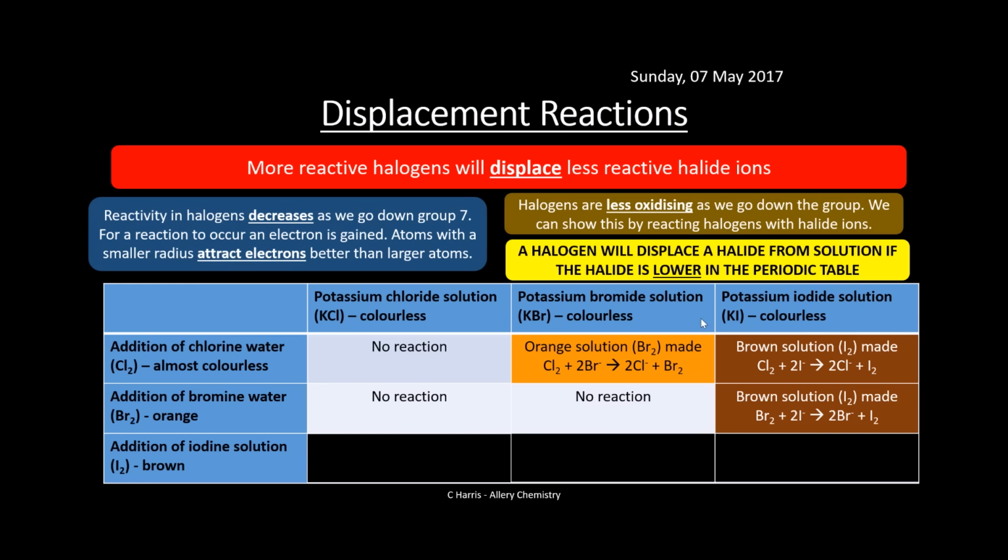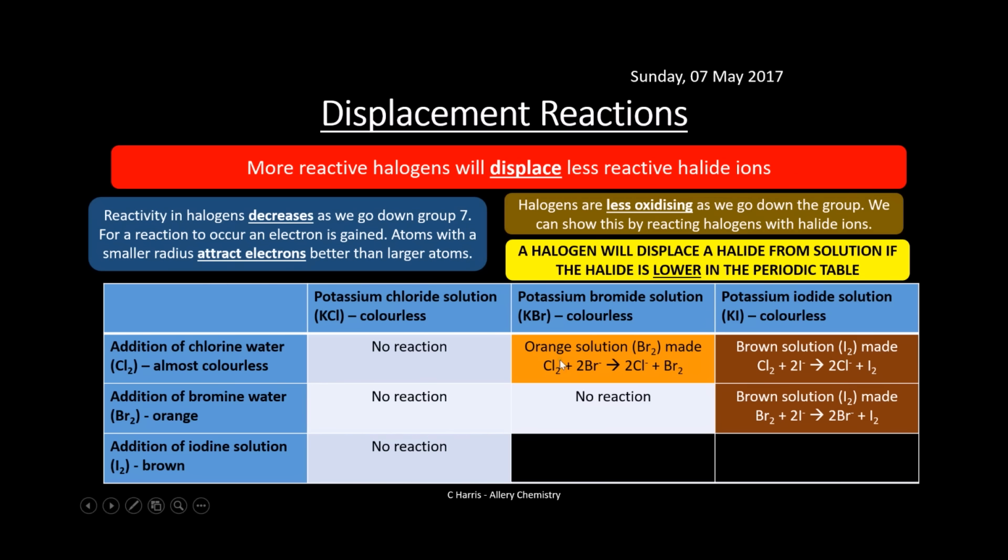Again, it's the same reason. Bromine is more reactive than iodide ions, so we get a displacement reaction. We form 2Br-, and we get iodine produced as well, and obviously this is in solution, so it makes it turn brown. And the last one, it's no reaction here.